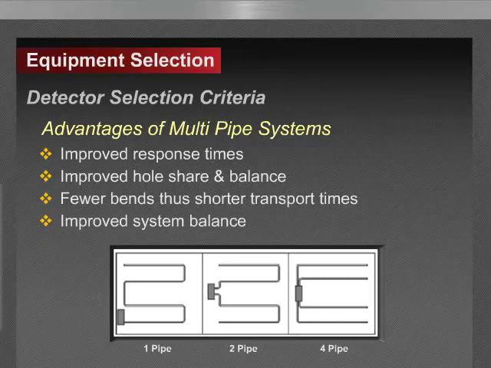Shorter pipes have less sampling holes per pipe and can have smaller end cap holes. This creates better hole share and hole balance. And shorter pipe lengths are likely to have fewer bends, resulting in shorter transport times and better airflow. And of course, as a consideration of system balance, multiple pipes provide better system balance.